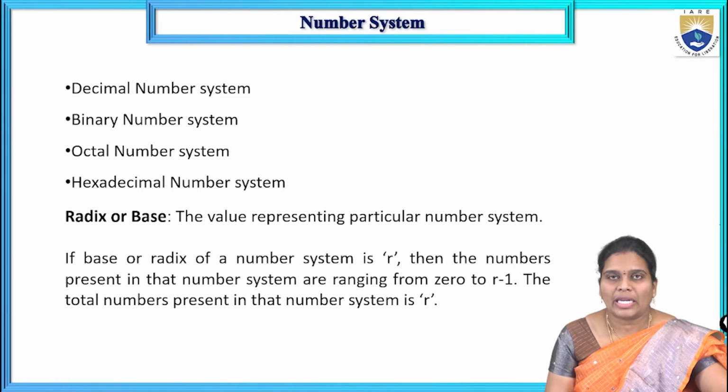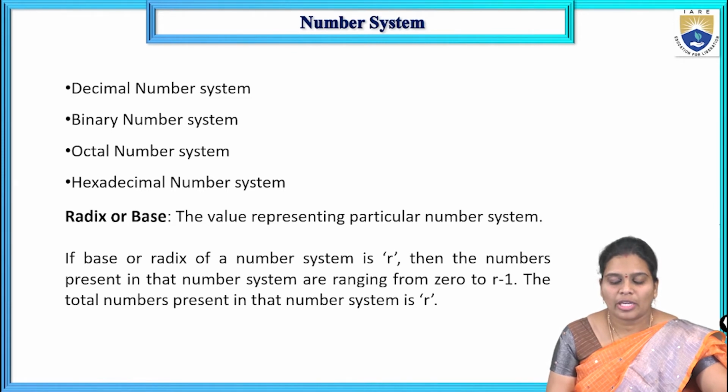Next is the binary number system. In the binary number system, the computer understands binary values only, that is zeros or ones. Next are the octal and hexadecimal number systems. Each and every number system has some base or radix value. So what is the base or radix? The value representing a particular number system is the base.